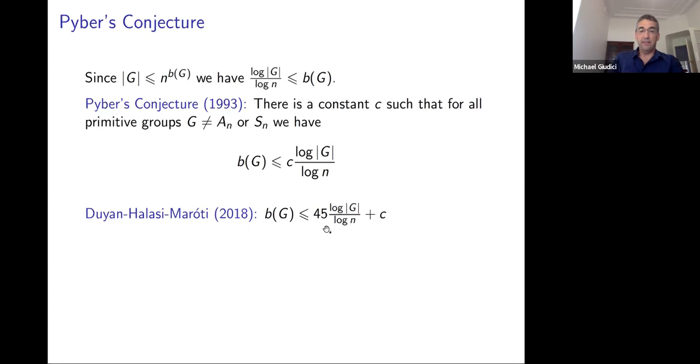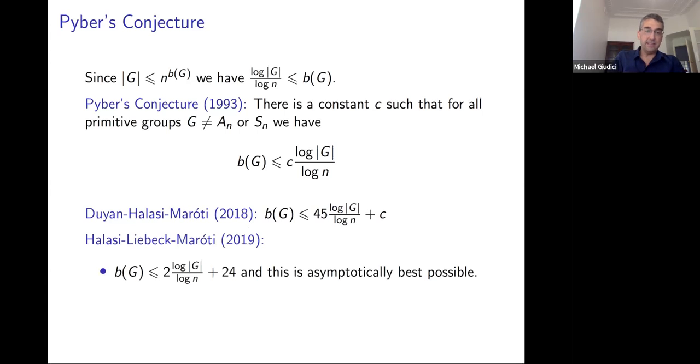So they're showing then that B of G is at most 45 times log G over log n plus some constant. And then a year later, Halasi, Liebeck, and Maróti improved the arguments to get what is the best possible bound, that actually B of G is at most twice log G over log n plus 24, and this is asymptotically best possible.